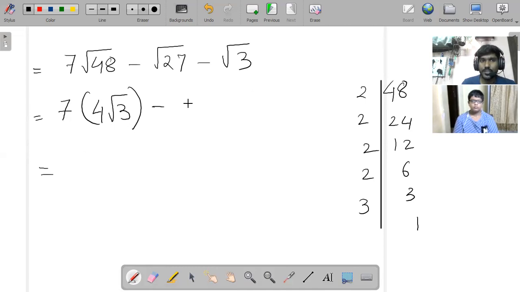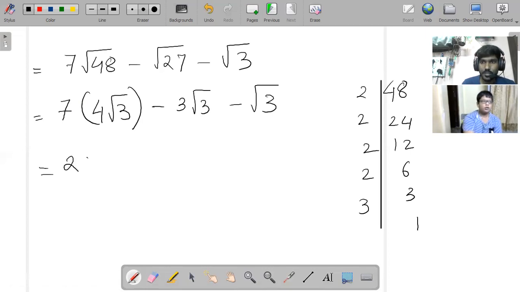Okay, root 27 was correct. Root 27, I think you got 3 root 3, correct? Yes, sir. That is correct. Now, only here you did a mistake. So here, 7 and 4 will get multiplied. So how much is 7 into 4? 28. So this will become 28 root 3 minus 3 root 3 minus root 3.